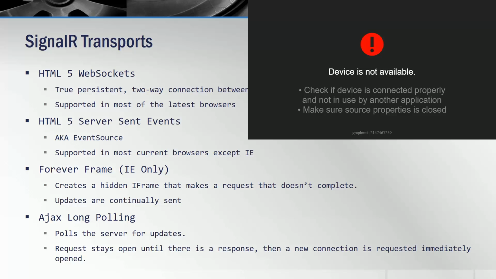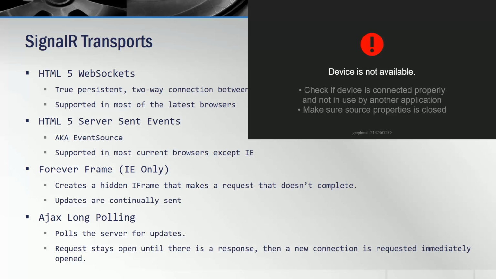Well, for those less capable, shall we say, browsers, SignalR actually supports both Forever Frame and Ajax long polling. And these work a little bit differently, but the important thing is you can target those older browsers and use this functionality in those older browsers. I have actually done applications where SignalR is feeding into older browsers running on Windows 7, and it worked just fine.